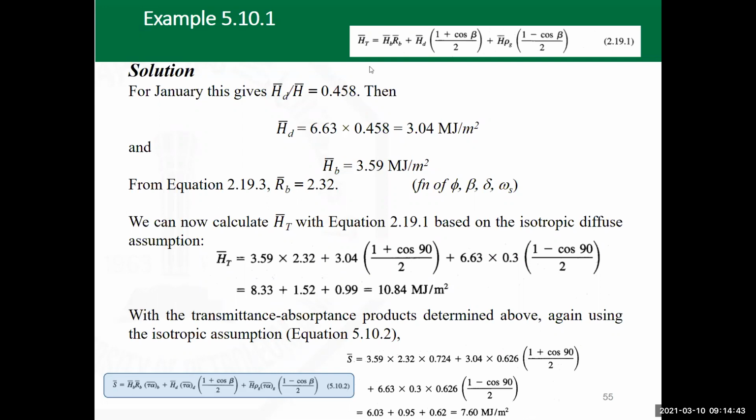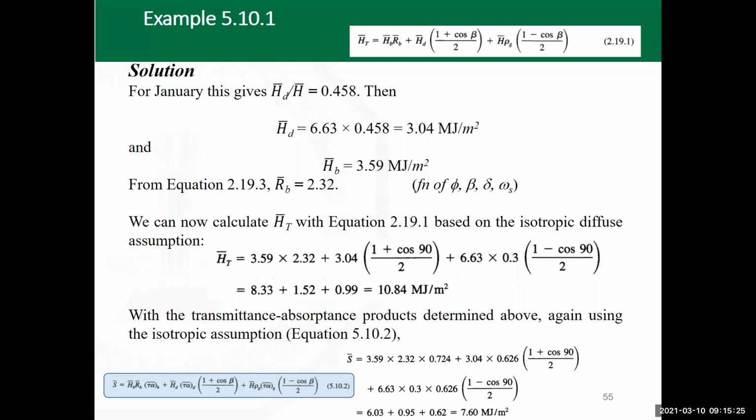So now we have the component of H beam and the value of HD, which are needed for the calculation of HT. HT is to be calculated from equation 2.19.1, which is the one that I'm placing here on the top of the slide. So for this component, we have the values of HB and HD. From equation 2.19.3, this is why we needed all these angles, the delta and the omega S, which were needed to calculate the fraction RB. And the fraction RB has been obtained from equation 2.19.3 and calculated as a function of these quantities.